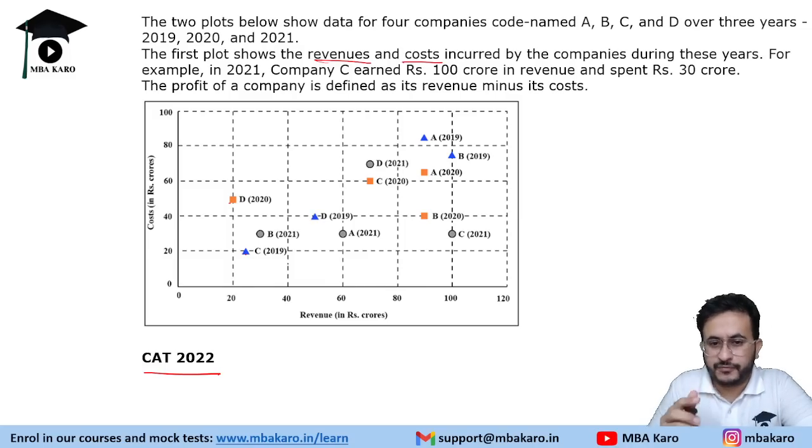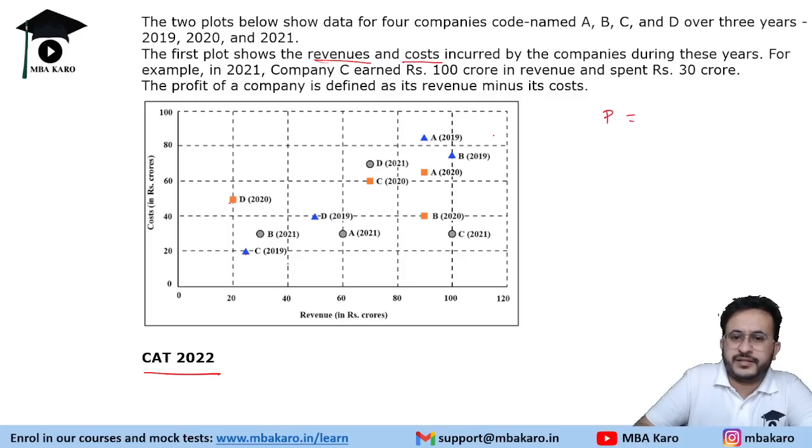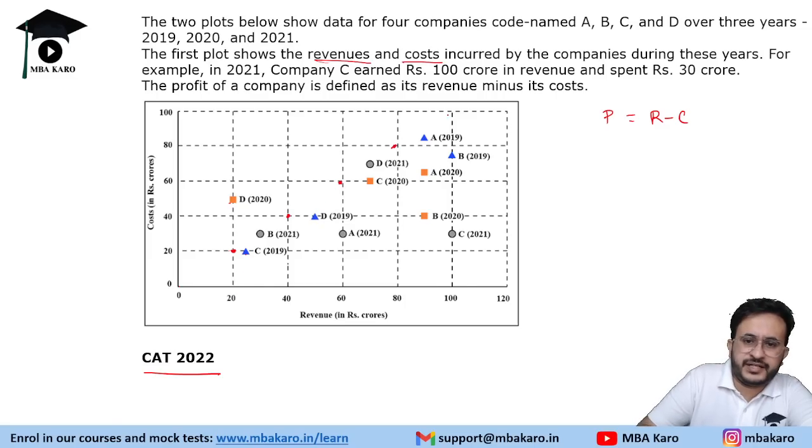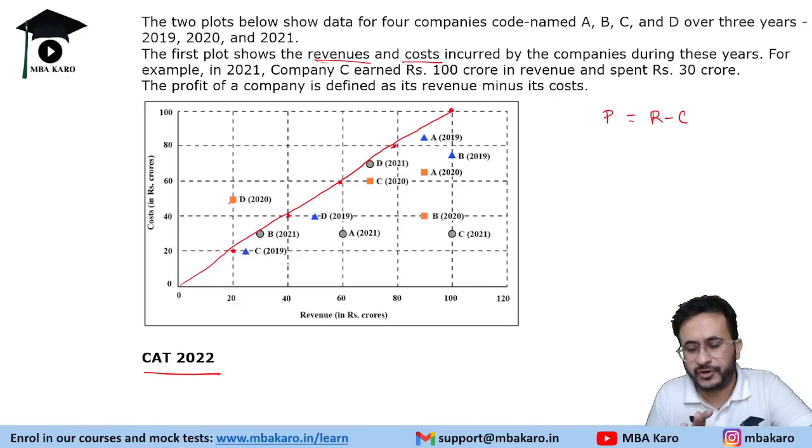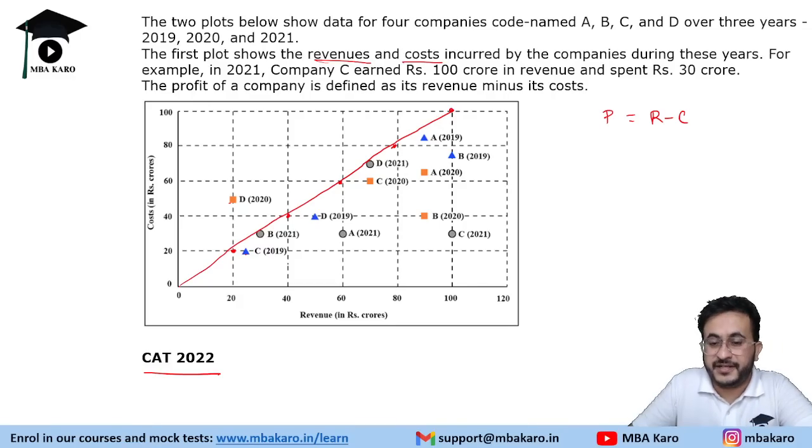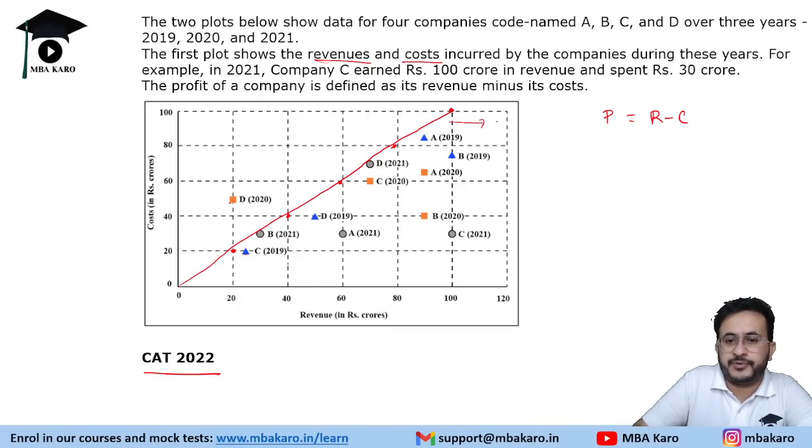Okay, so we are given that profit is revenue minus cost. Okay, now let's draw this line. Whenever revenue is equal to cost, this is 20 20, 40 40, 60 60, 80 80, 100 100. So whenever revenue is equal to cost, that means there is no profit, no loss. Okay, if revenue is more, then there will be profit.